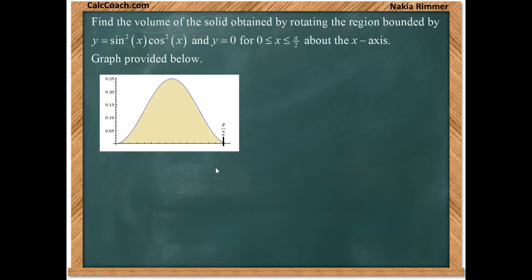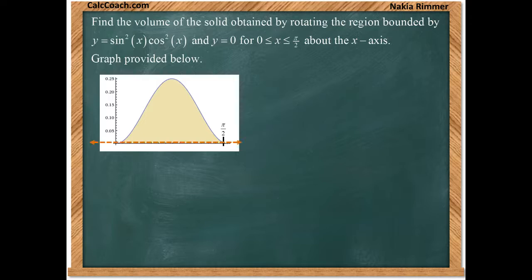Find the volume of the solid obtained by rotating the region bounded by y equals sine squared of x times cosine squared of x and y equals 0, for x between 0 and pi over 2, about the x-axis. So the graph is provided for us.